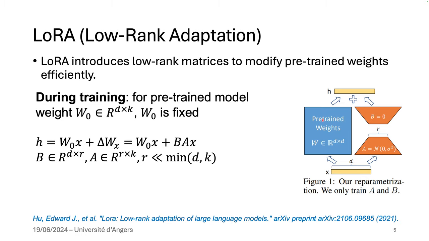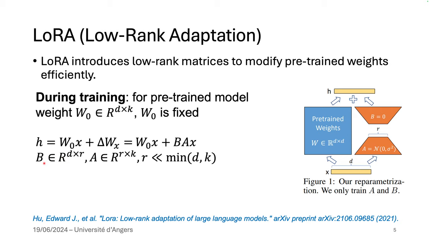Okay, what we have is W, the weight. The initial weight of the pre-trained model, and then we add it to two other low rank matrices. Here, H is equal to W0 times X, which is our input that has the dimension of D, plus delta W X, where we can replace delta W as B times A, the two matrices that we have, times X.